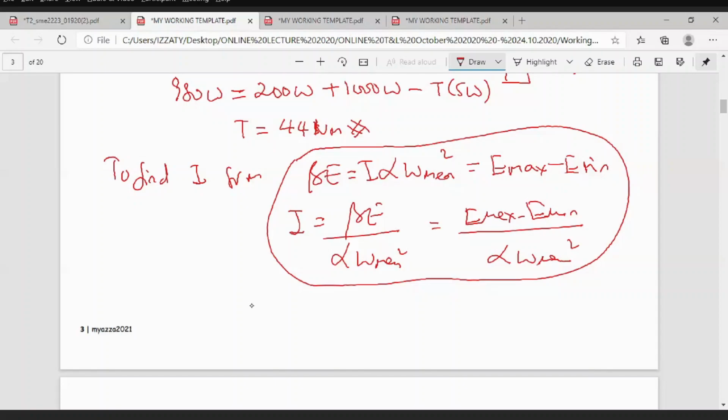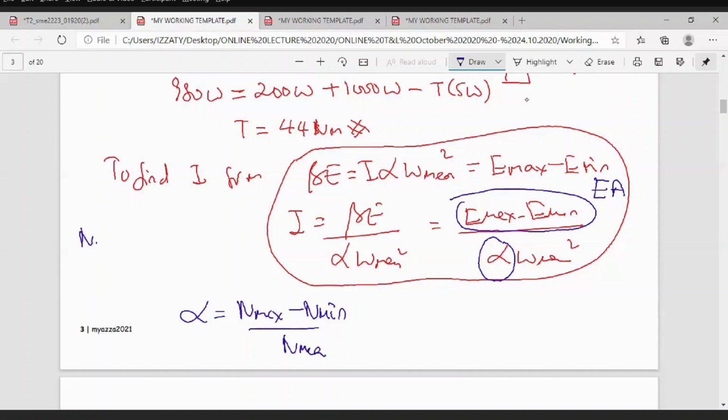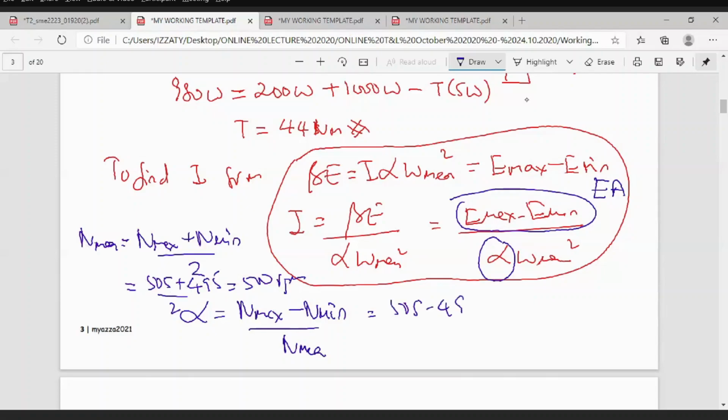And alpha, this one can be calculated from the very beginning. Alpha is equal to N max minus N min divided by N mean, isn't it? So of course you need to know what the N mean is here. N mean is equal to N max plus N min divided by 2. So with 505 as given, plus 495, you add up together divided by 2. It basically gives you 500 RPM. So you will have here 505 minus 495 divided by 500. So you work out this one. That will bring you 0.02, or it can also be written as 2%.